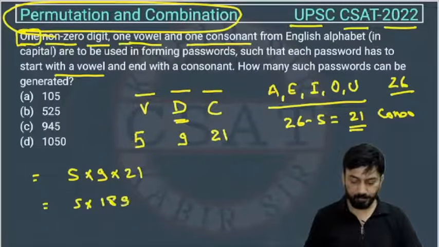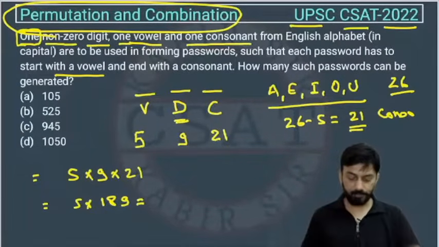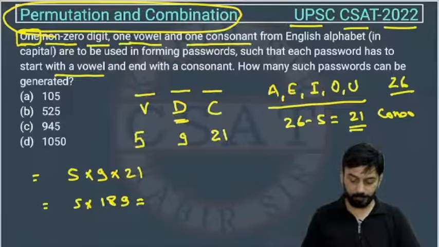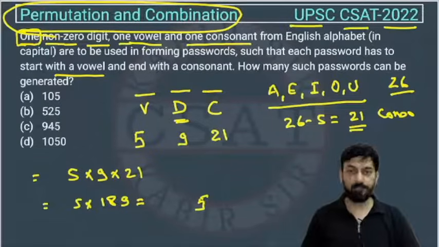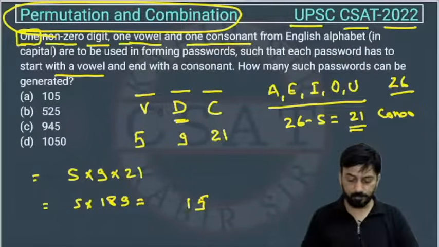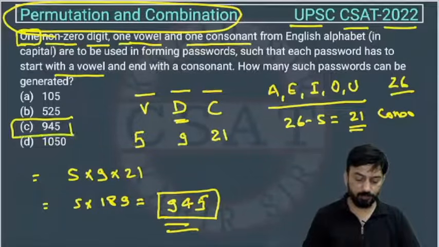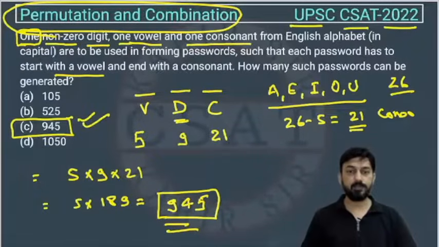189, right? You will multiply it, so this will be equal to 5 9s are 45, right? 5 8s are 40 plus 4, 44. 5 into 1 is 5 plus 4, so this is 9. So total passwords that can be generated are 945. So the answer is option C. So this is the answer, right?